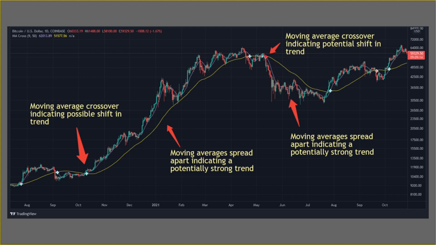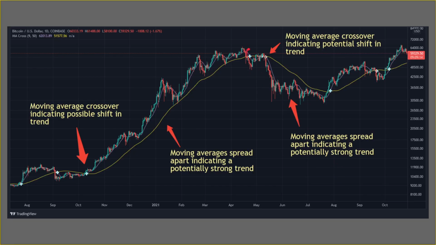Likewise, the flip side of this is when the shorter-term moving average falls below the long-term one and we see a widening gap. This is an indication where the downtrend is a strong downtrend, which we did observe in May, June, July of 2020. Here we see multiple instances of moving average crossovers indicating a potential shift in the trend. And what's important to note here is that it's not always an immediate thing. It's not always, oh, there's a crossover, that means we're going to crash, right?